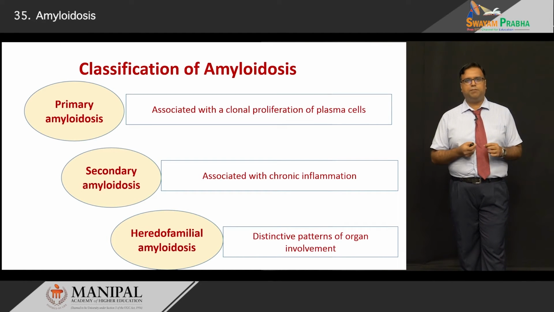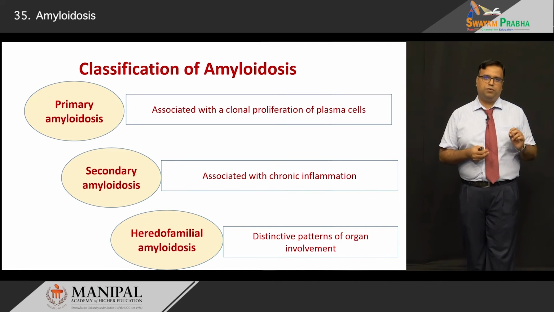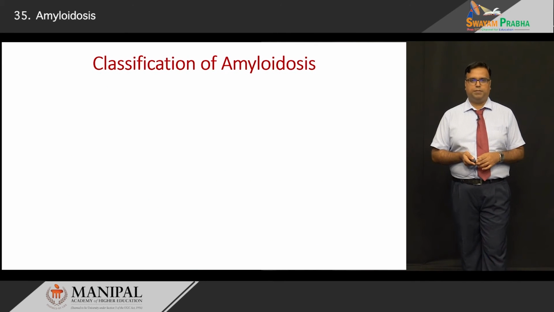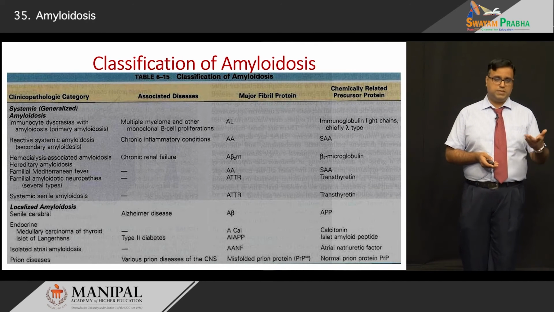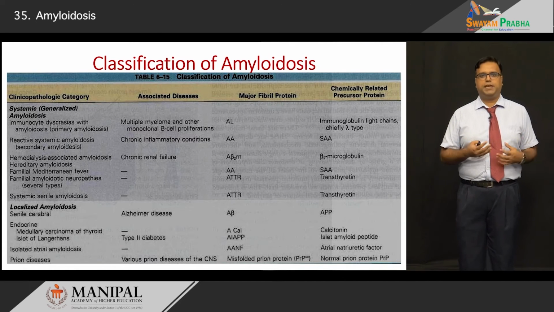Okay, so they are distinctive patterns of localized involvement of the organs, where you have to study them in little detail and deduce that they are amyloid components. So this is what is given in most standard textbooks. You're talking about the classification of amyloidosis.